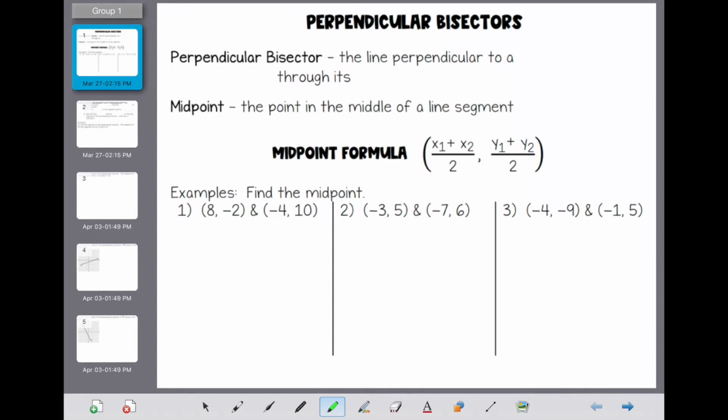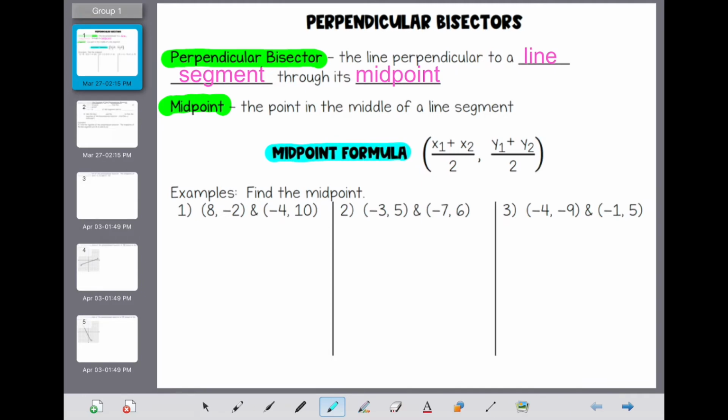So our first vocabulary word is perpendicular bisector. This is the line perpendicular to a line segment through its midpoint. And a midpoint is simply the point in the middle of a line segment. In coordinate geometry, we find the midpoint using the midpoint formula, which is x1 plus x2 divided by 2. Then you have the comma because we are finding a point, and then y1 plus y2 over 2. And then our answers are coordinates, so we put them in parentheses.